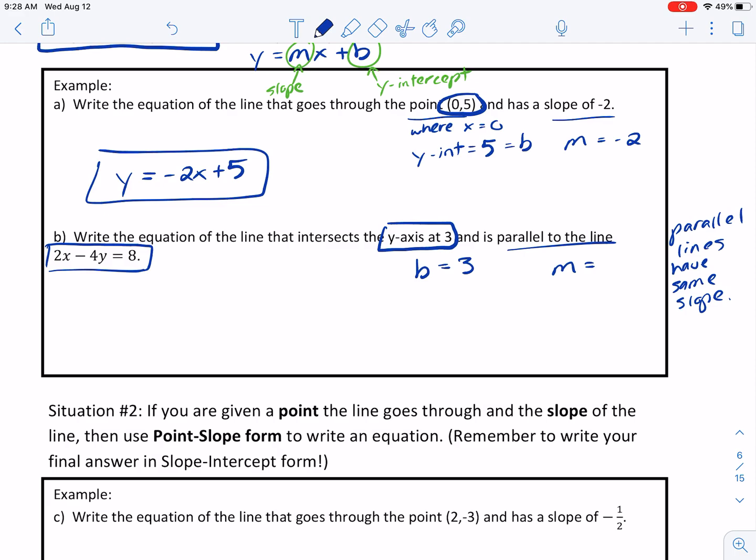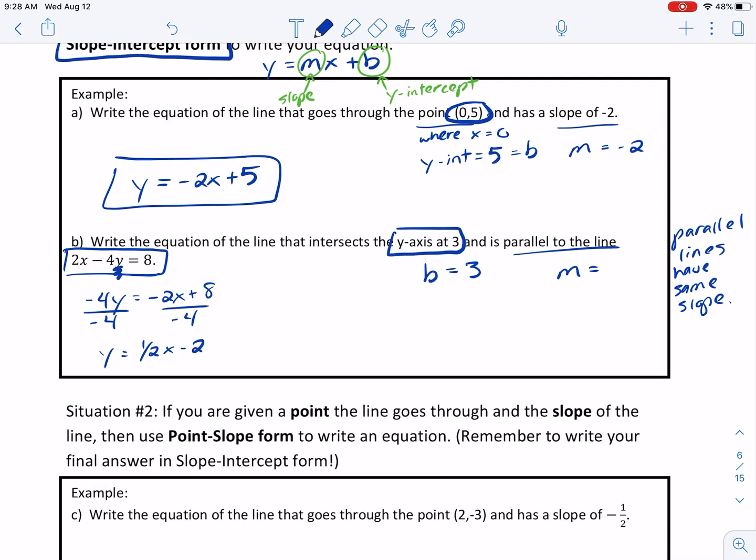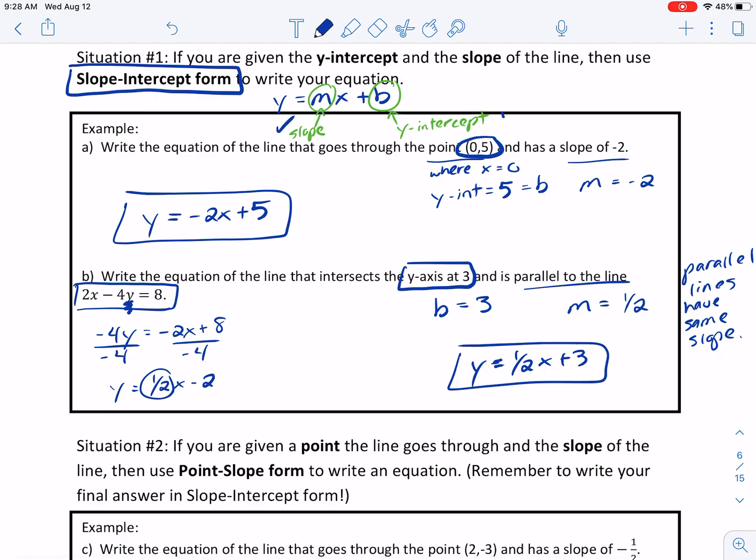Let's first put it in slope-intercept form. So we need to solve for y. We can move that 2x to the other side and get the y by itself, where negative over negative becomes a positive. We're now in slope-intercept form, and you can see the slope of this equation is 1/2. So the line parallel to that equation would also have a slope of 1/2, and our equation would be y equals 1/2 x plus 3. Remember, anytime we're writing in slope-intercept form, you need two things: slope and y-intercept.